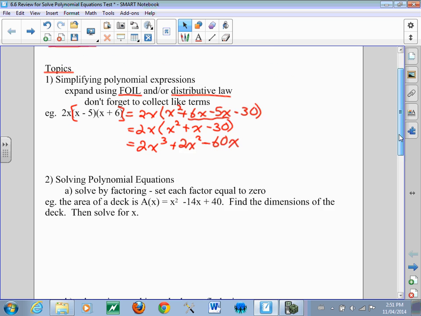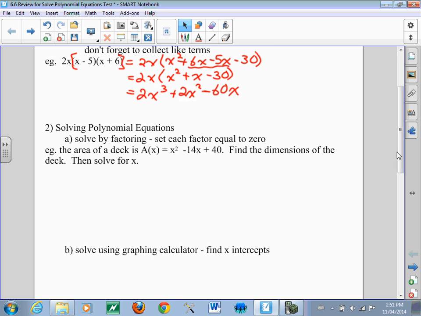Let's take a look at number 2, solving polynomial equations. So remember, an equation is where the left side equals the right side. Well, method A of solving is by factoring. So you set each factor equal to 0. Here's an example of an area of a deck. Here's the area given, and you need to find the dimensions.